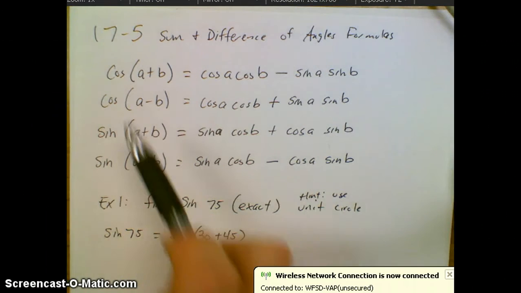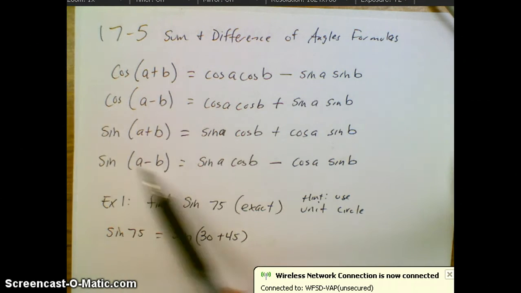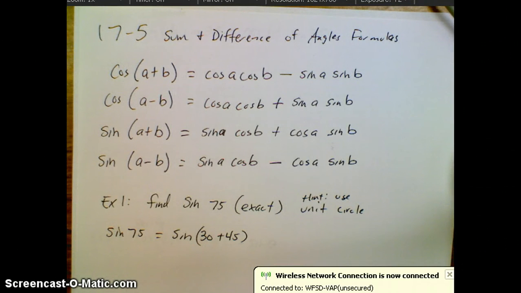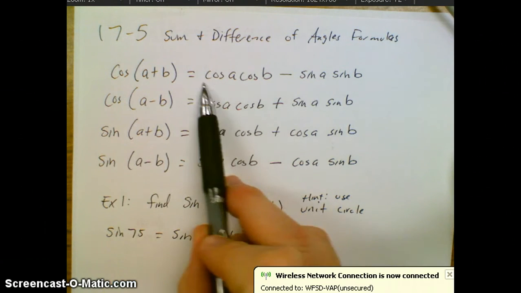Chapter 17.5. We're talking about the sum and difference angle formulas. Here are the formulas. I could go into detail on explaining how to find them, but I don't want to bore you too much or any more than I already am going to. But basically, this is how you expand it out.